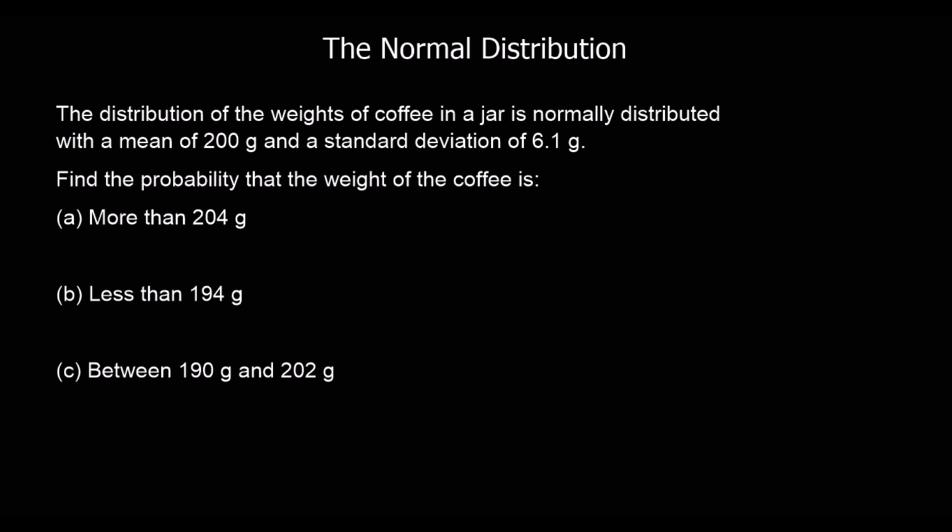Okay, same sort of question. This time we've got words. The distribution of the weights of coffee in a jar is normally distributed with a mean of 200 and a standard deviation of 6.1. Find the probability that the weight of coffee is more than 204.